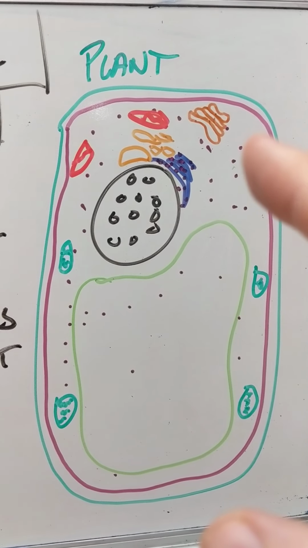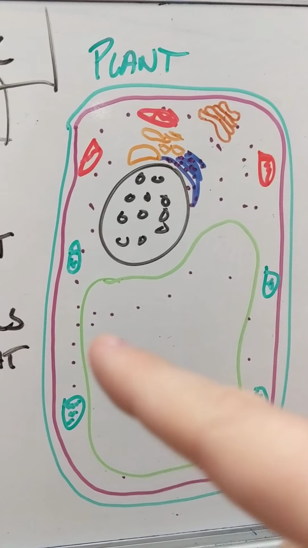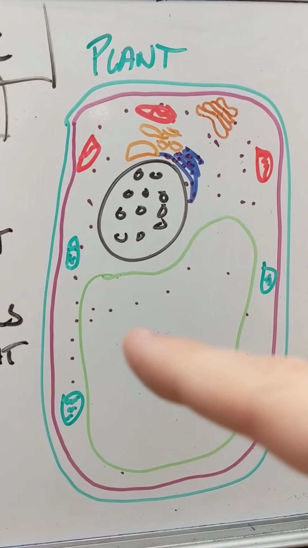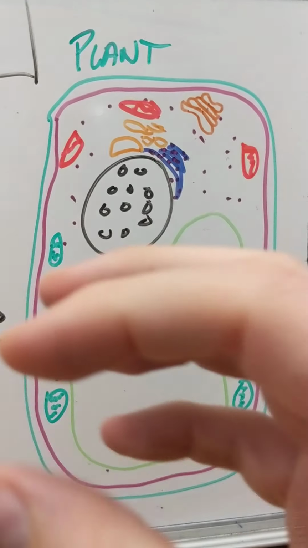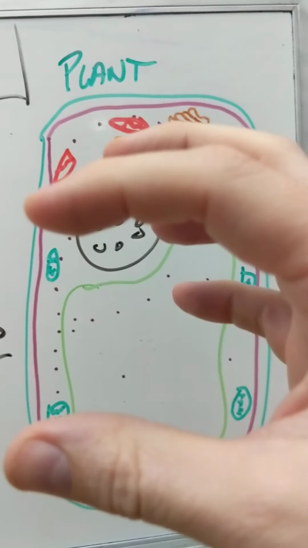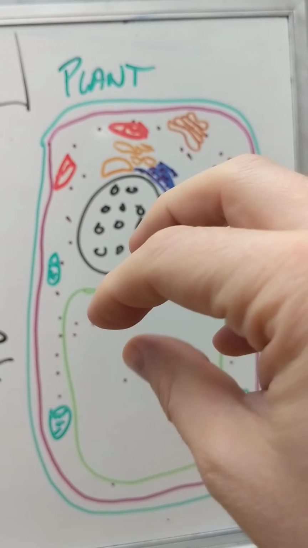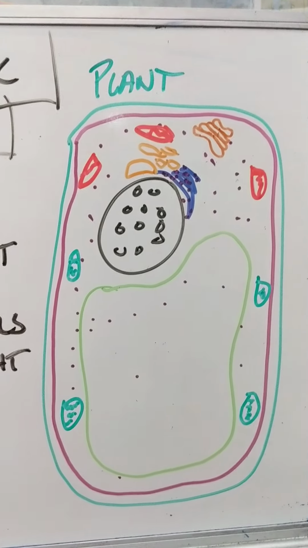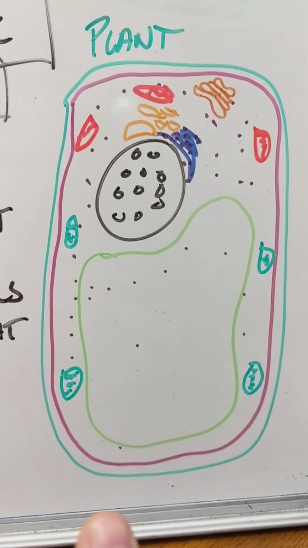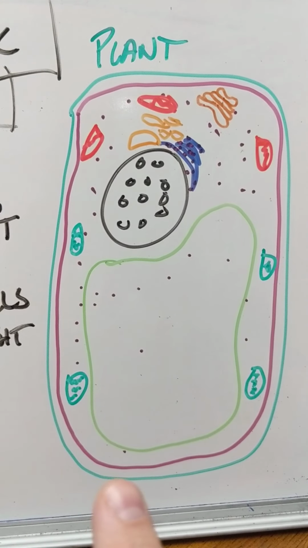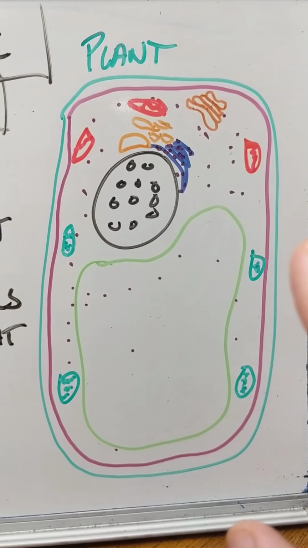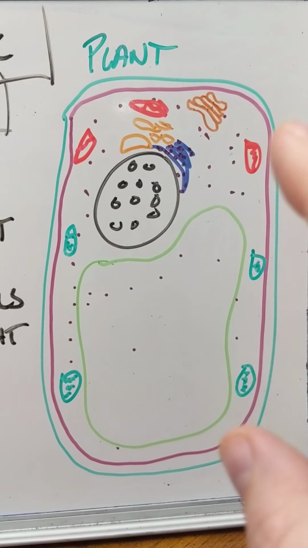The differences are, we have this gigantor guy right here, which is called a large central vacuole. It's basically just a giant bag of water that exerts pressure on the outside of the cell. It's like blowing up a water balloon inside the cell to maintain the cell shape. We have this guy, which is the cell wall on the outside of the cell membrane. So it's kind of an extra protective layer.